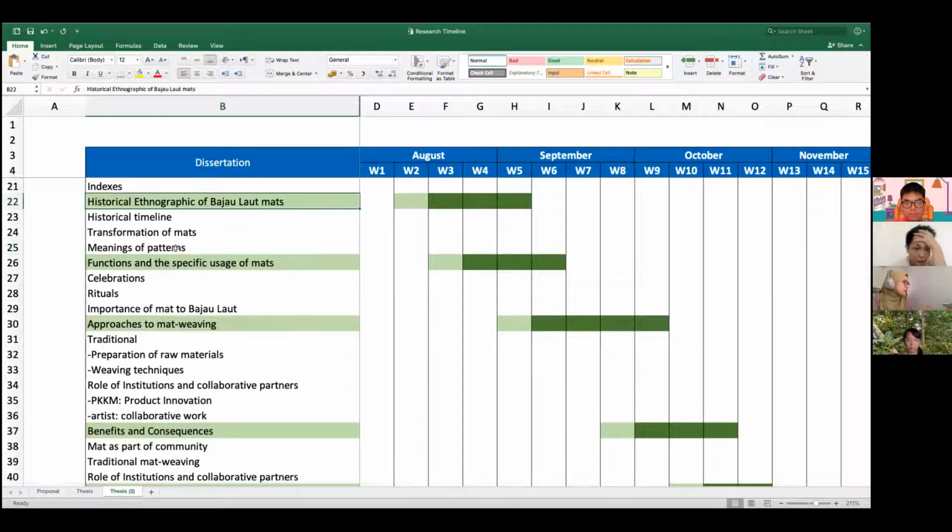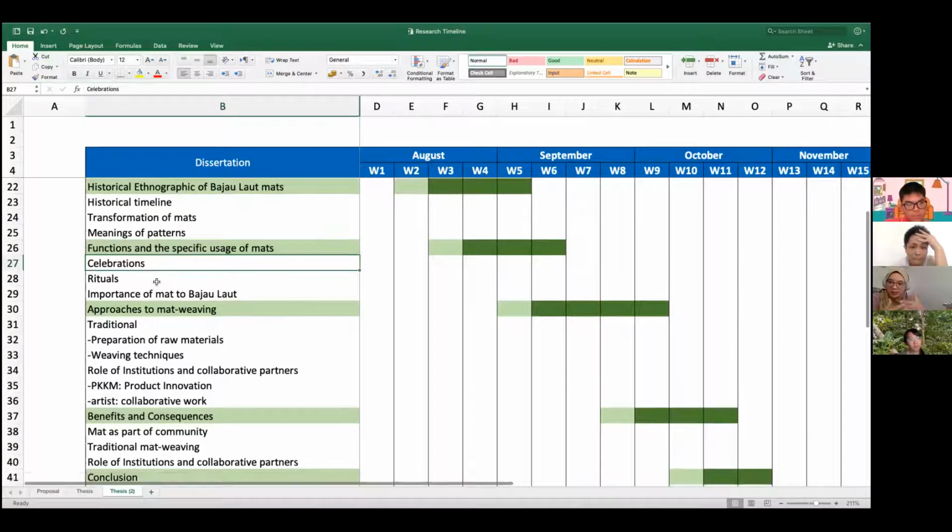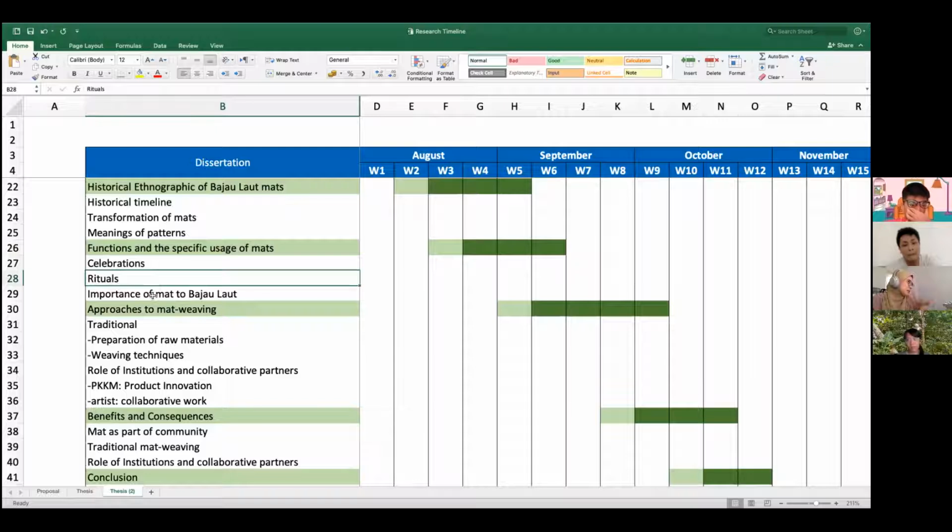Then my next interest is the functions and specific usage of mats, because apparently they are used differently for different ceremonies. So first, I'm finding out what are the celebrations the Bajau Laut practice that use the mats, and which ones are the rituals and so on.